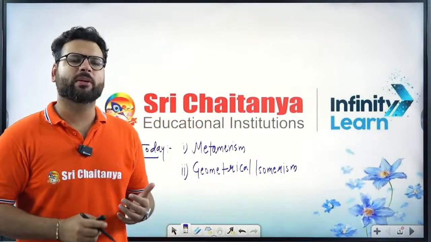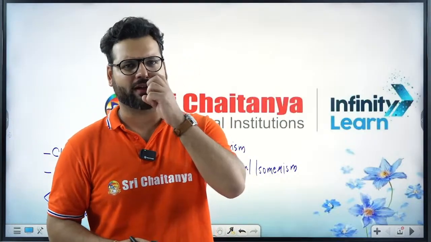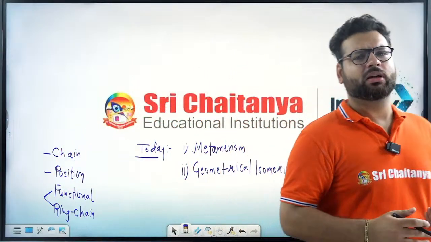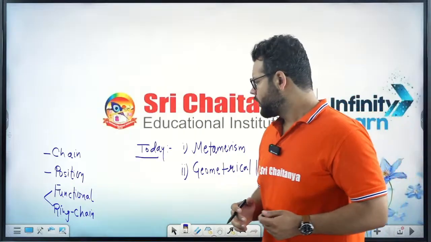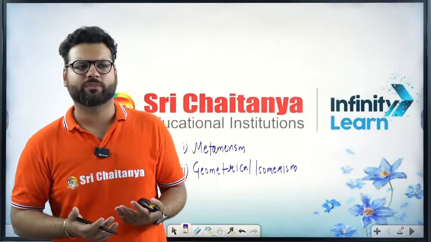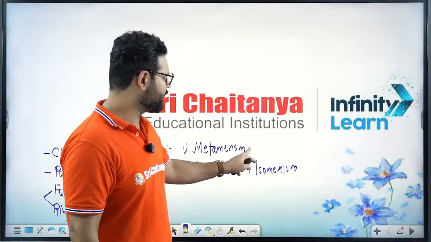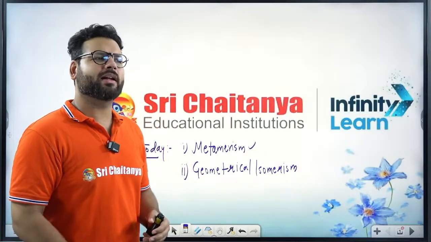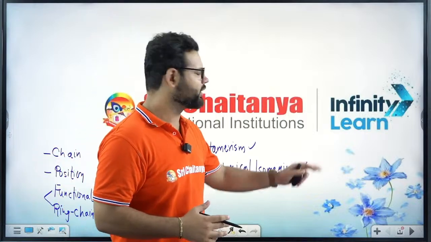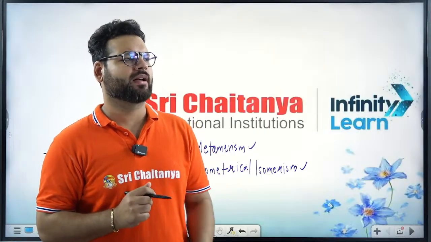Tautomerism is a topic which is easier to understand after you have completed electronic effects like the mesomeric effect and hyperconjugation, because many concepts in tautomerism come from hyperconjugation and resonance as well. So that will be done later. We'll complete structural isomerism by doing metamerism today. After that, instead of tautomerism, we'll start with geometrical isomerism, which is cis-trans, E-Z, and syn-anti.